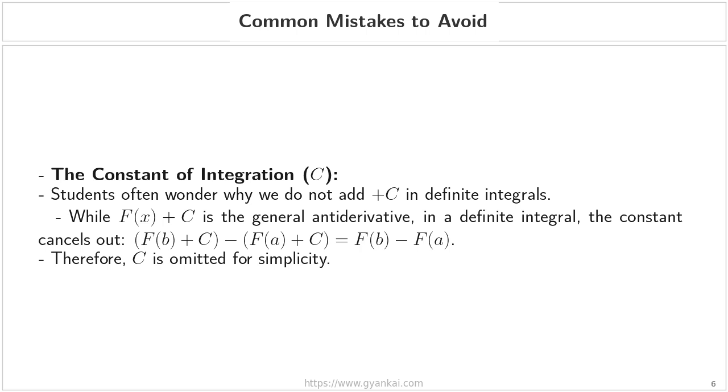Let's say our antiderivative is F of x plus c. When we evaluate the definite integral, we calculate F of b plus c minus F of a plus c. Notice that the plus c and c terms cancel each other out, leaving us with simply F of b minus F of a. Therefore, for the sake of simplicity, we omit the constant of integration when dealing with definite integrals. It doesn't affect the final answer, so we don't need to write it.